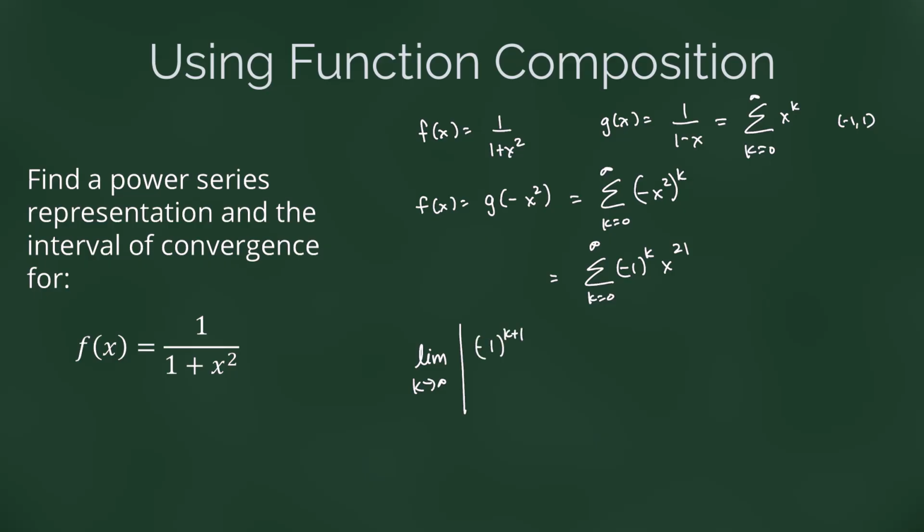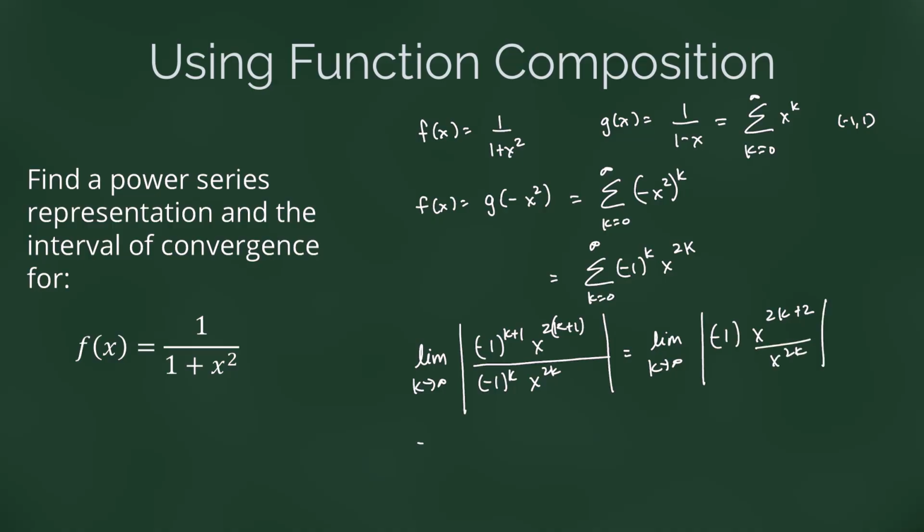This should be a k over here, times x to the 2k, 2 times k plus 1, all over negative 1 to the k times x to the 2k. That gives us the limit as k goes to infinity of negative 1 times x to the 2k plus 2 over x to the 2k, which is the limit as k goes to infinity of the absolute value of x squared, which is of course just x squared.